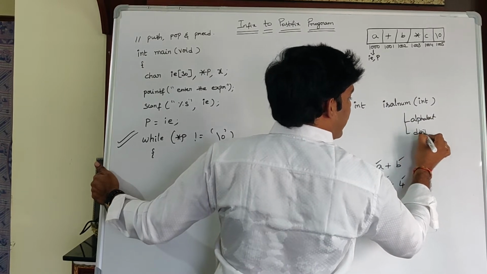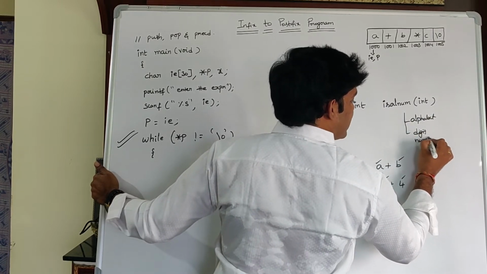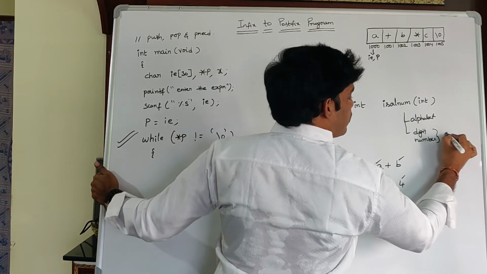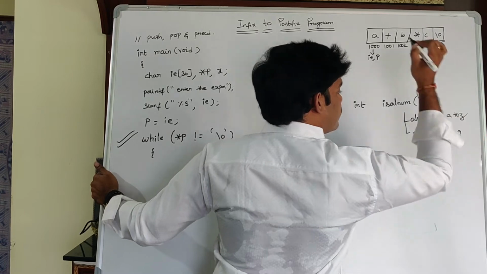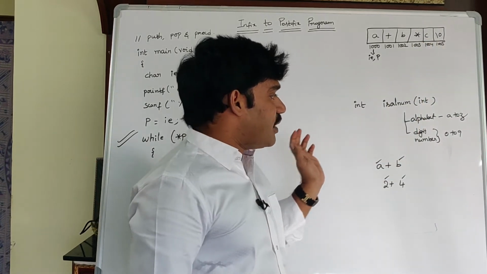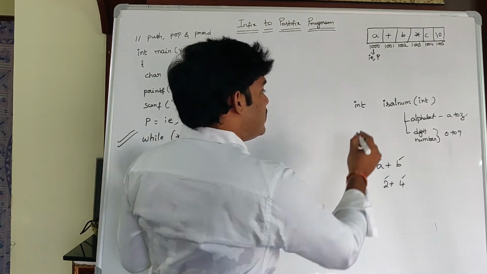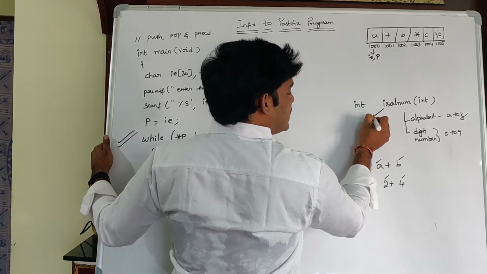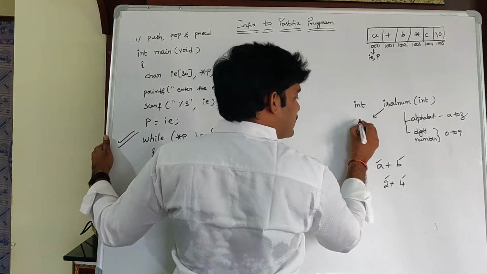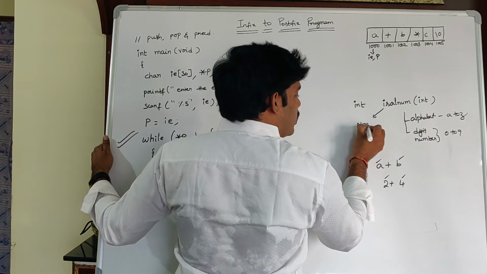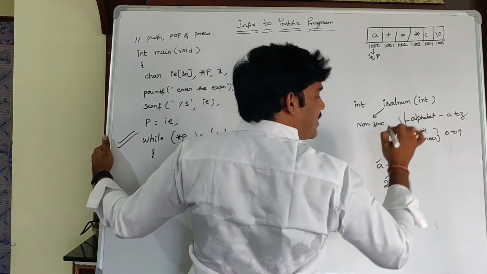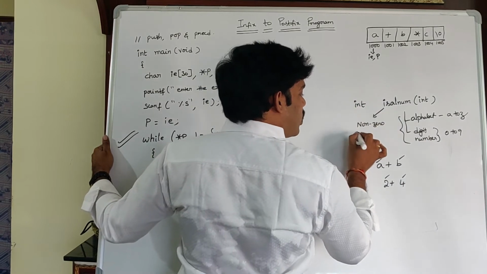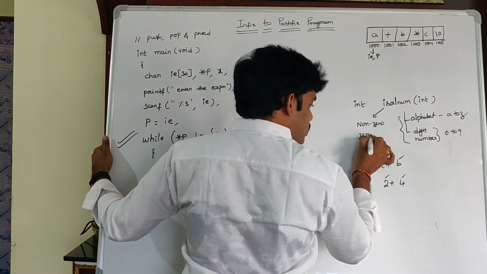Numeric means number. Number means 0 to 9. Alphabet means A to Z. If the input is either from A to Z or from 0 to 9, this alphanumeric function returns a non-zero value. Other than alphabet and digit, this alphanumeric function returns 0.